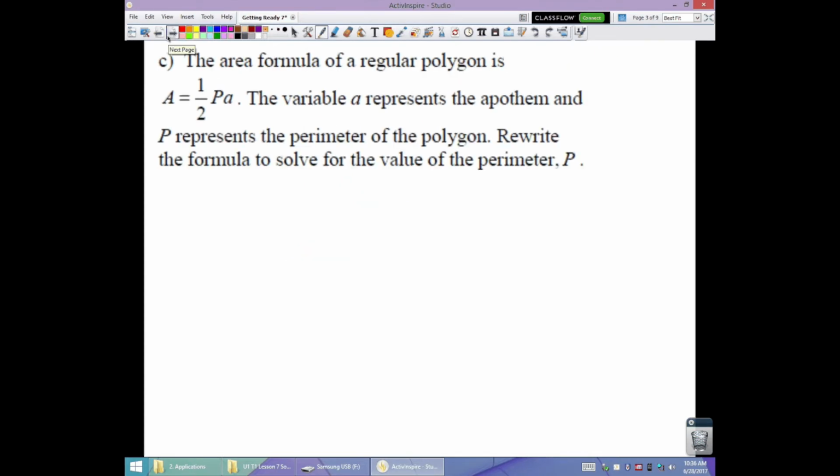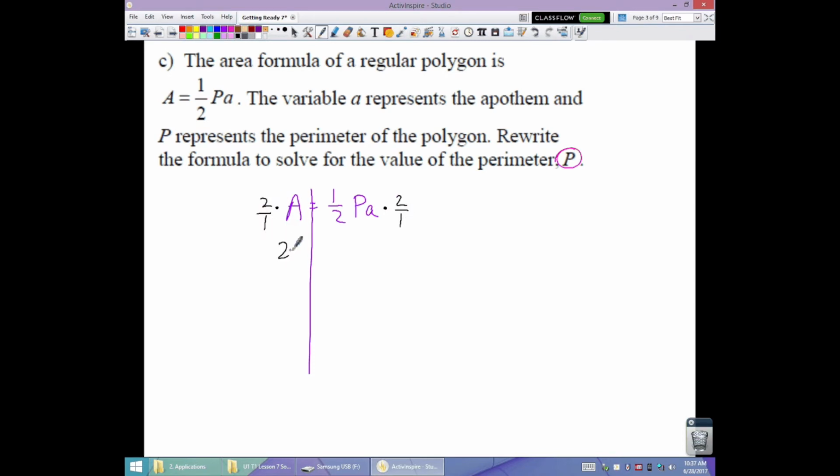In part C, we have the area formula for a regular polygon. Area equals 1/2 times the perimeter of the base times the apothem. So we are solving for the perimeter P. So to isolate that P, again, I could probably do this in one step. I'm not going to. I don't want to confuse you. So to get rid of the fraction first, multiply both sides by 2 over 1.